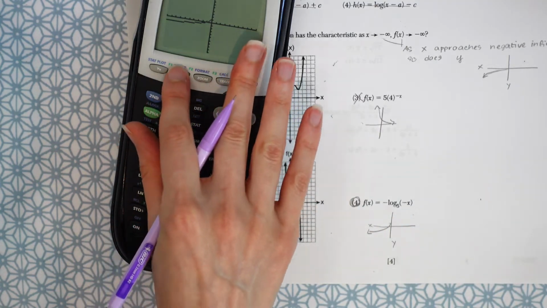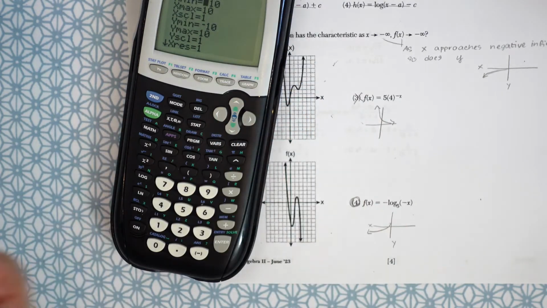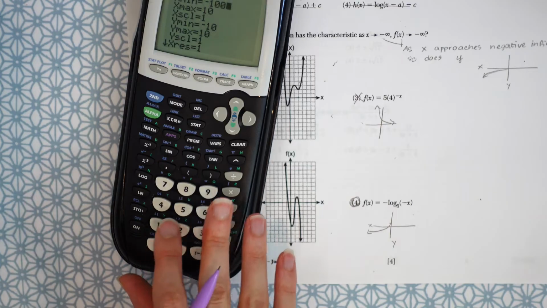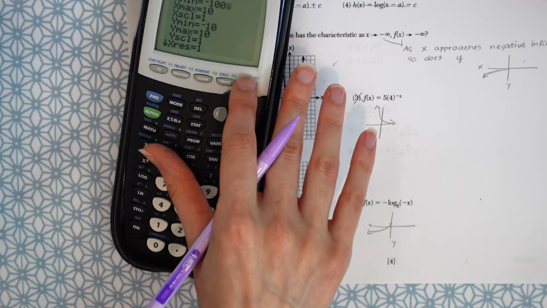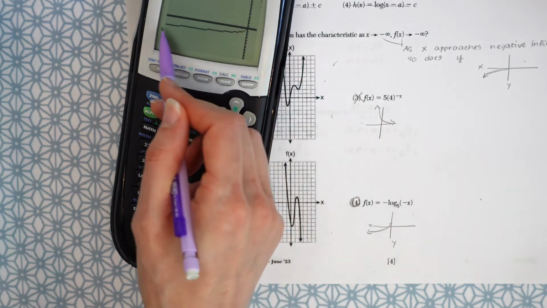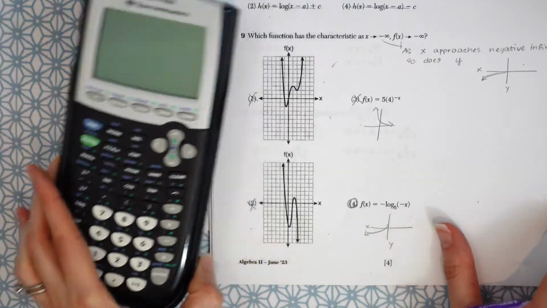And if you wanted to double check too, you could look in the window and go to see more negative values of x. So if we went to -100 of x, moving all the way over, you can see that this function keeps going down. So we know that choice 4 is our answer.